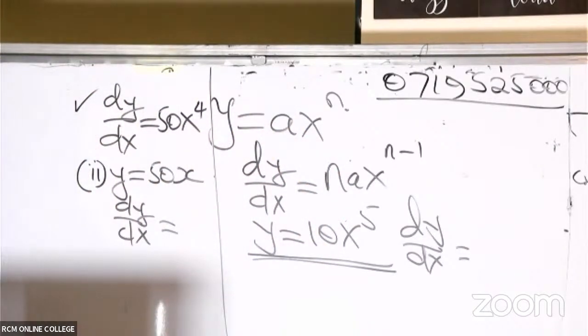So dy over dx. What do we have here for dy over dx? Do we have anybody who has some suggestions?